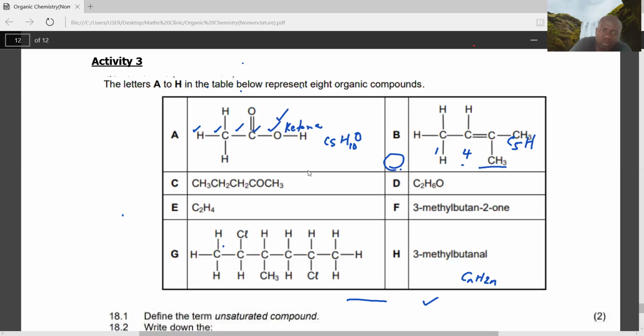And what is the structural isomer of compound A? Since A is a carboxylic acid, what will be its isomer? I apologize, what will be the functional isomer? Obviously, for a carboxylic acid, its functional isomer is an ester. So it means you have to draw an ester of this compound.